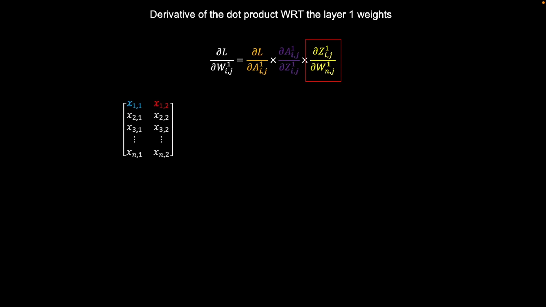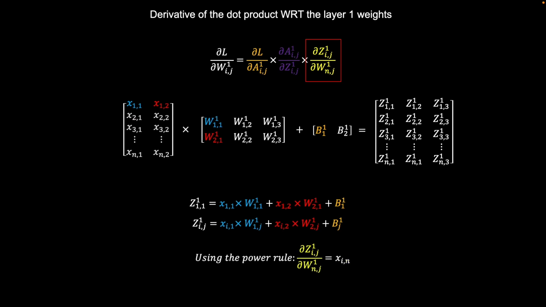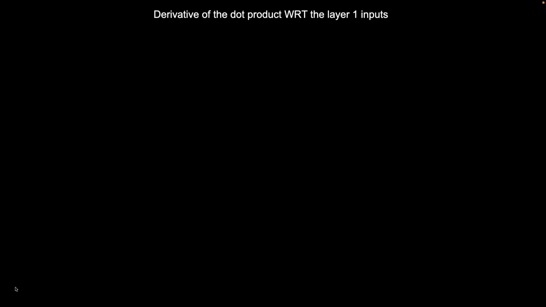So we recall that Z1 is equal to X dot the weights of layer 1 plus the biases of layer 1. And simplifying this into a linear equation, we can conclude that the coefficient of the weights of layer 1 in this linear equation is simply X. So applying the power rule here, we can determine that the derivative of Z1 with respect to W1 is simply equal to X.